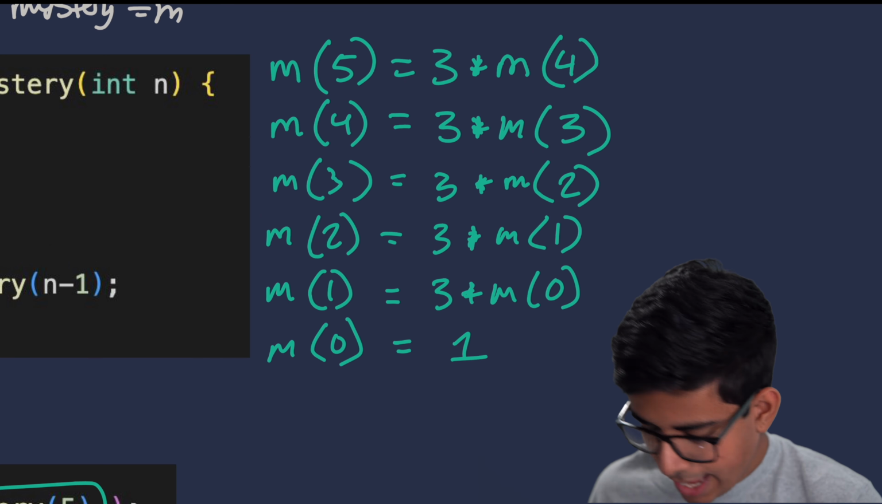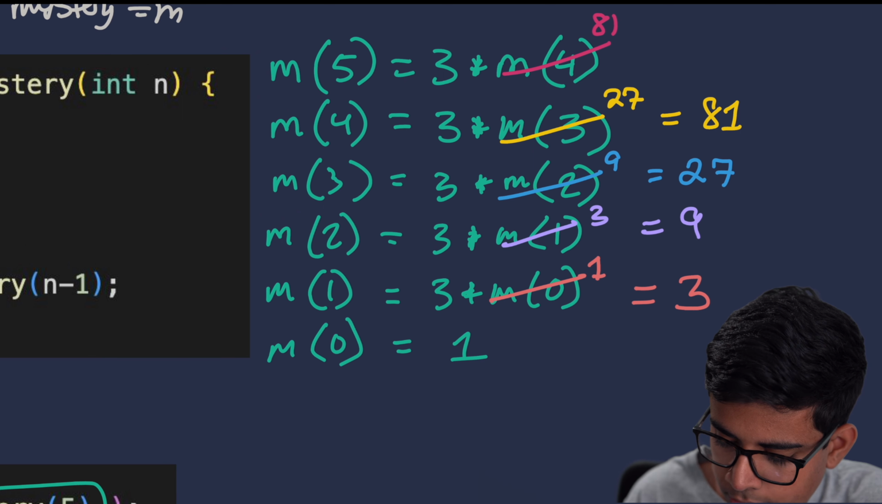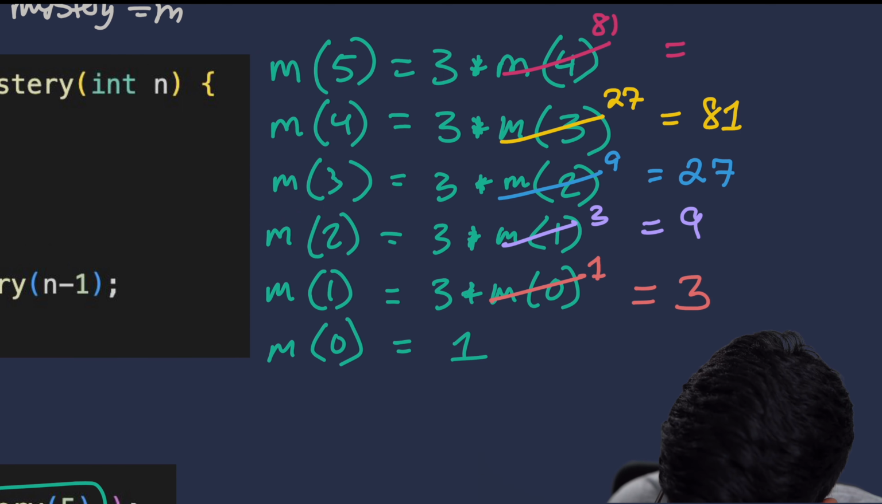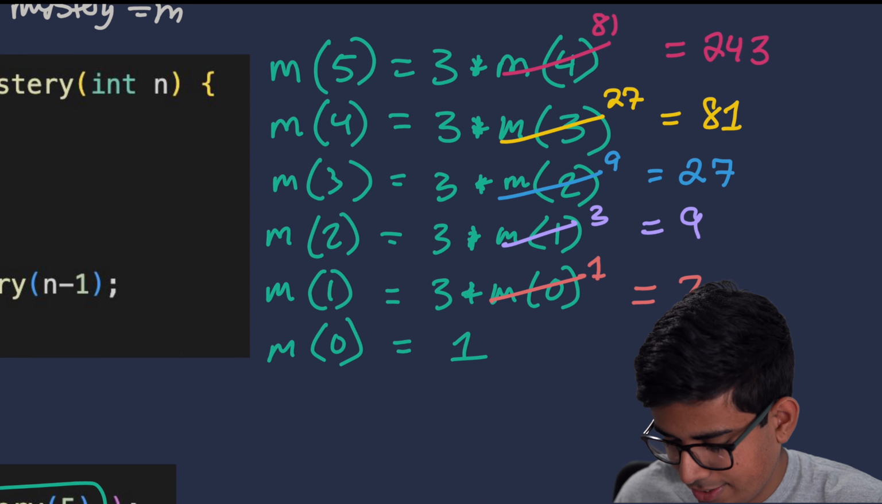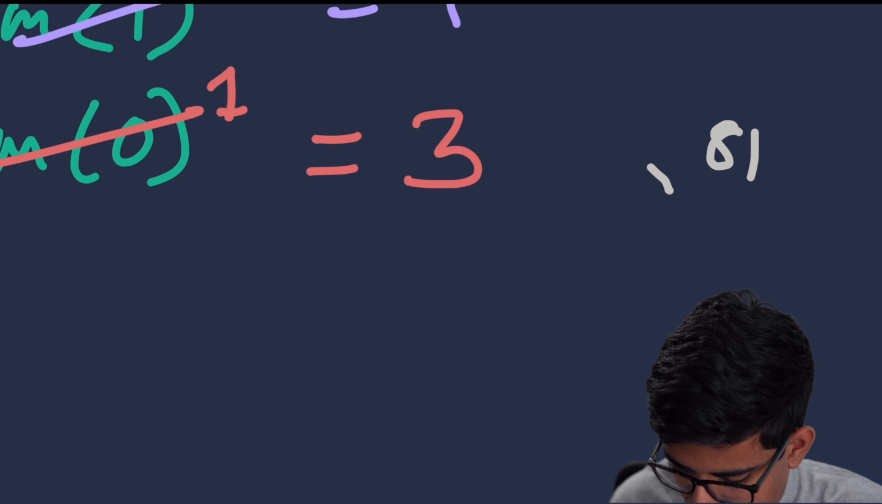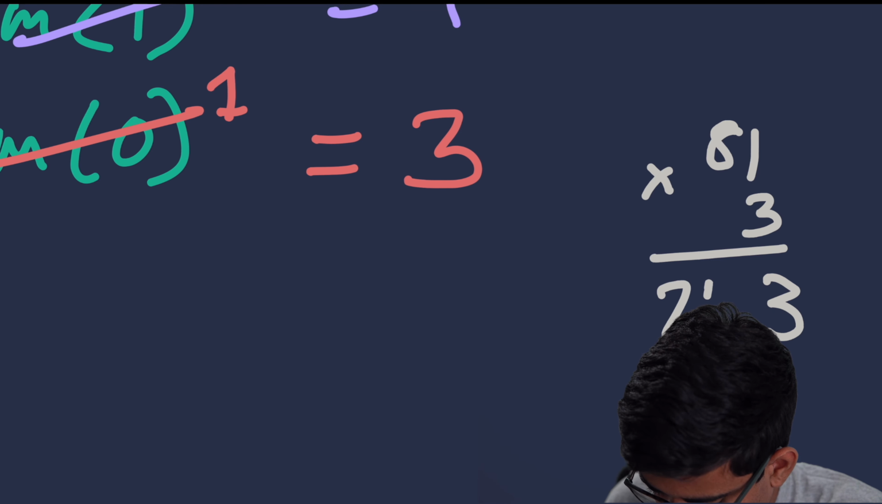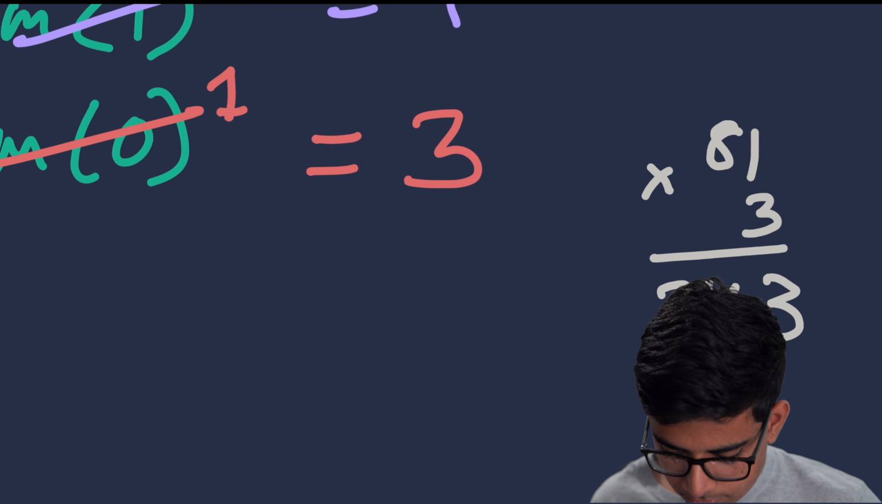And now lastly, we can get up here, which is our final case, right? So we can say here that m of 5 is equal to 3 times m of 4. Well, m of 4 is equal to 81, right? So now what is 3 times 81? Well, 3 times 81 is 243, right? It's 243. If this is not necessarily the most trivial thing, just do 81 times 3, and this is going to be 243, right?